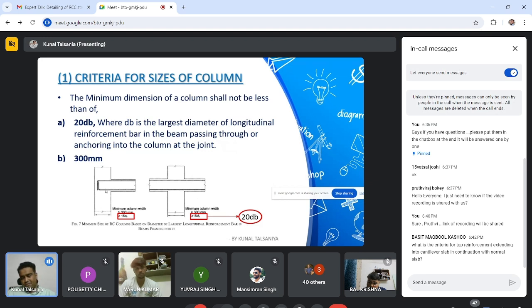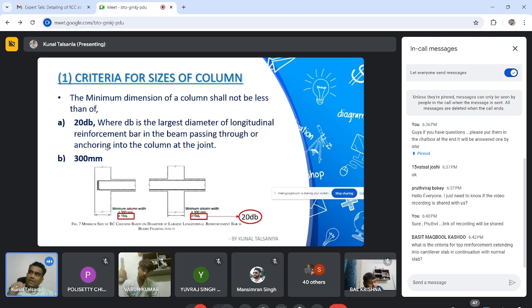This is the figure from IS 13920:2016. They have misprinted this as 15 dB, but actually, if you look into the amendment, it is 20 dB. In Amendment 1, they have clearly mentioned to please replace this with 20 dB. Okay, so 20 dB. What is 20 dB? This is very interesting because due to this, all architects are very upset. I will explain why.